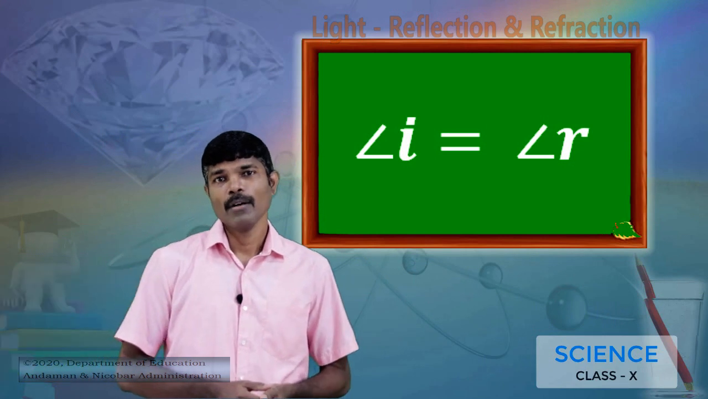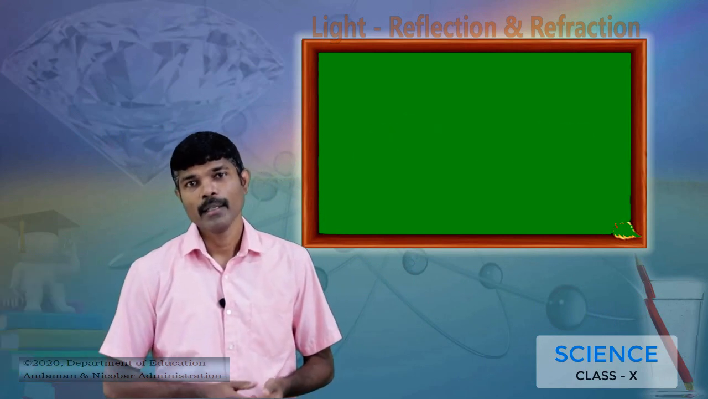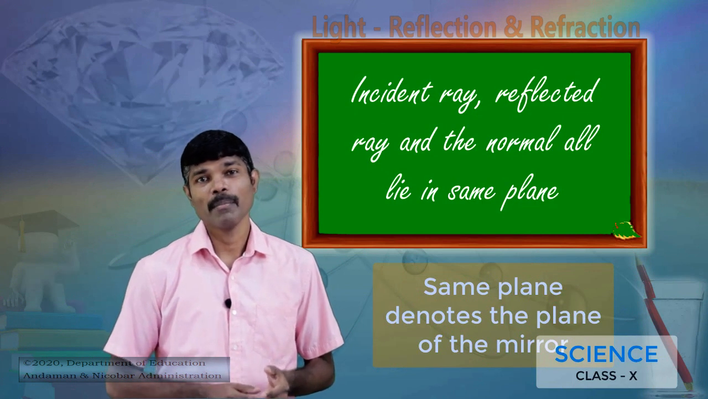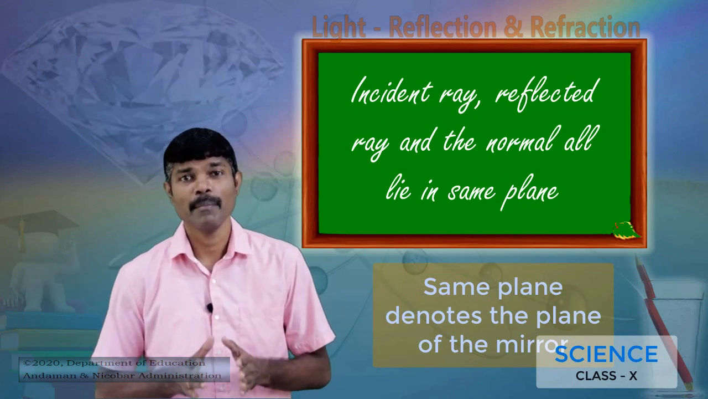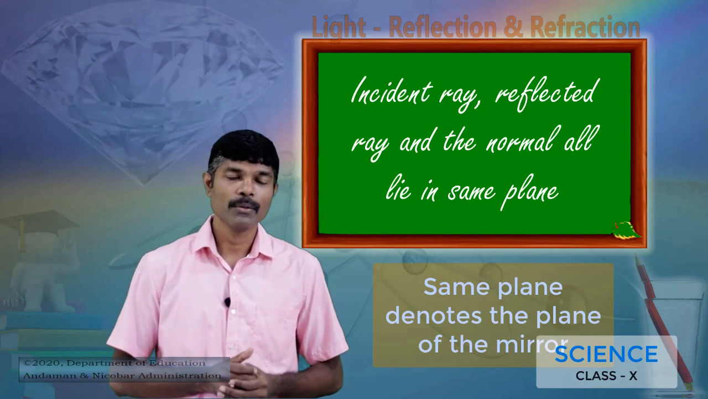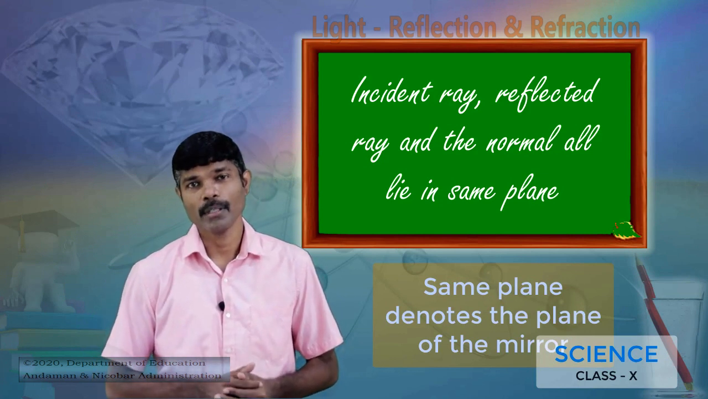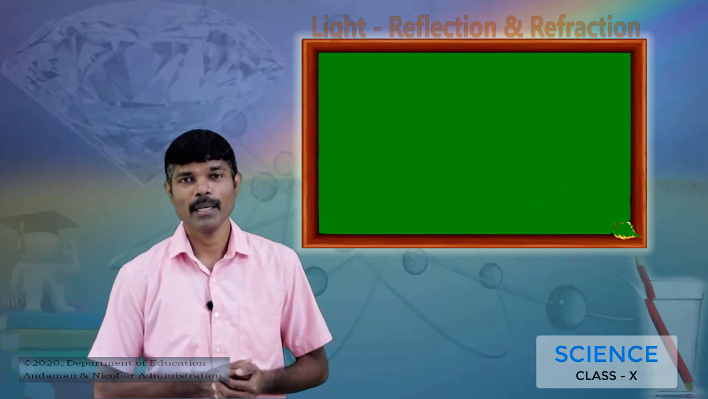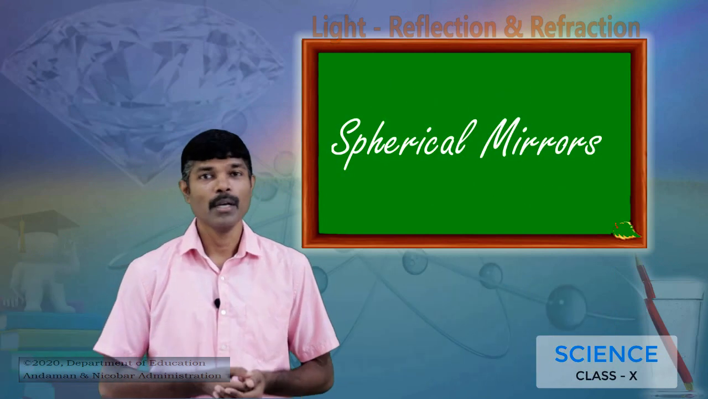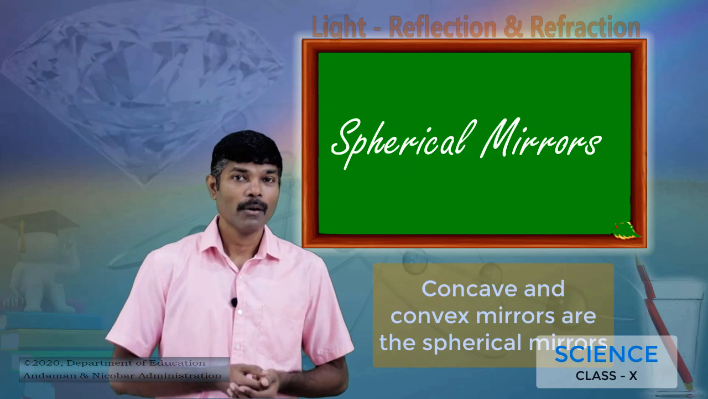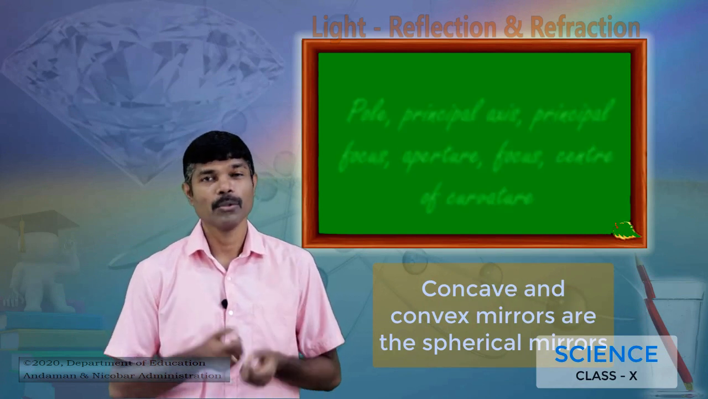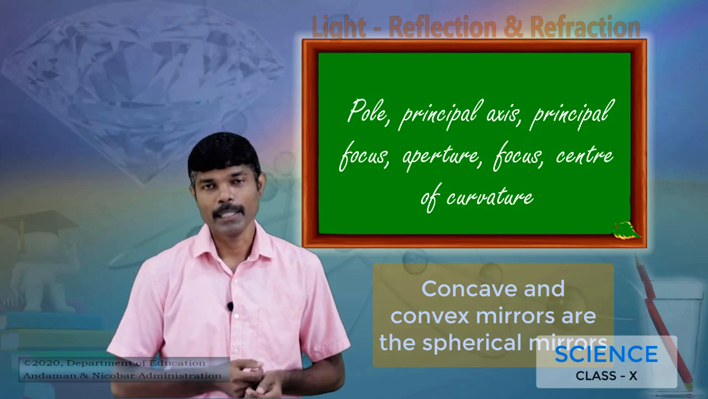The second law, you have seen, states that the incident ray, the reflected ray and the normal all lie in the same plane. So this is what you have studied in the laws of reflection. Moving further, you must have studied about spherical mirrors, in which there are two categories, concave mirror and convex mirror, and various terms associated with spherical mirrors.